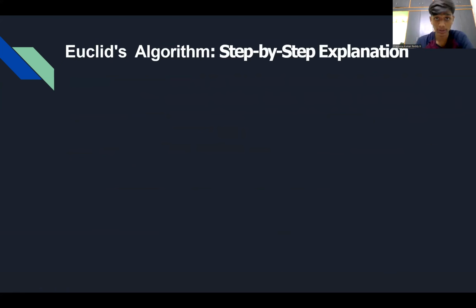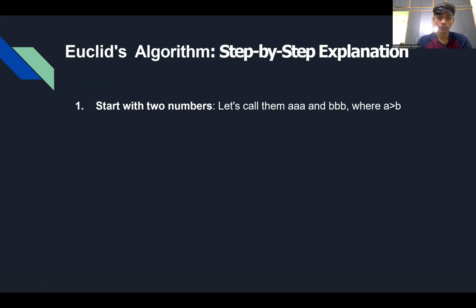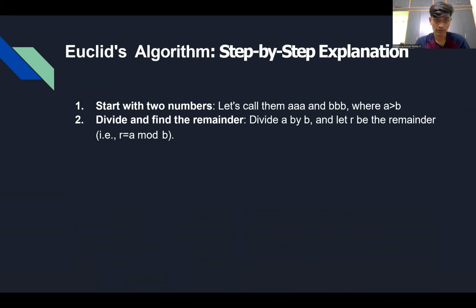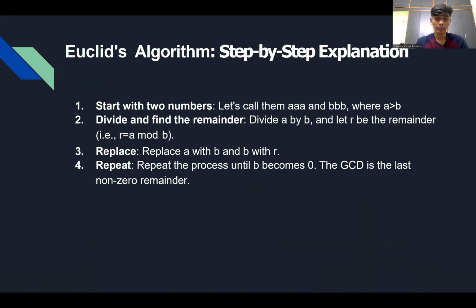Euclid's algorithm step-by-step explanation. Start with two numbers. Let's call them A and B, where A is greater than B. Divide and find the remainder. We need to divide A by B and let the remainder be R, that is, R equals A mod B. And replace A with B and B with R. Repeat the process until B becomes 0. The GCD is the last non-zero remainder.